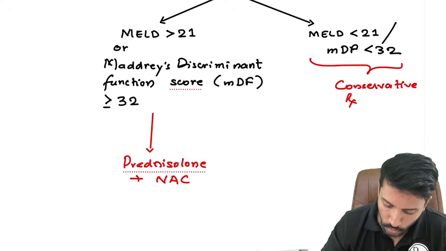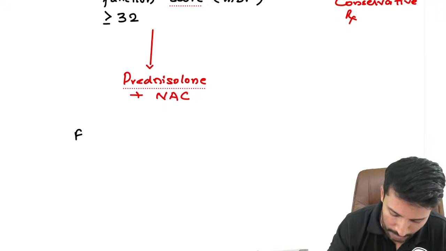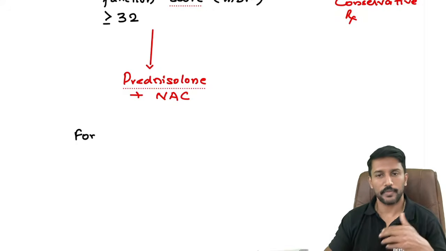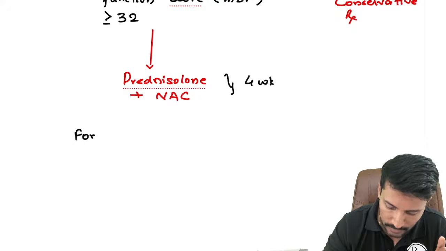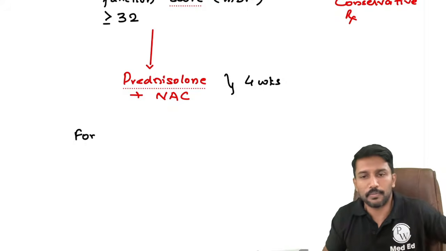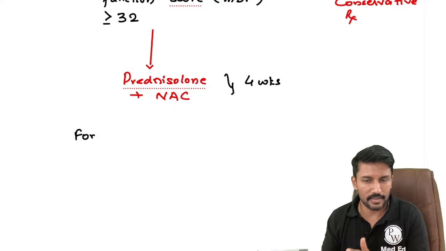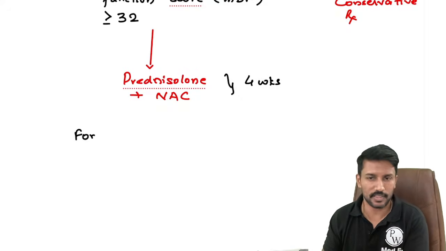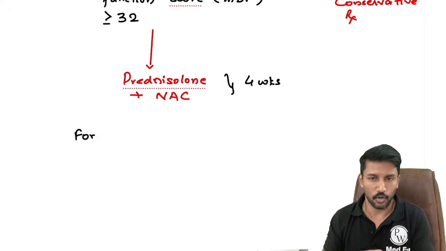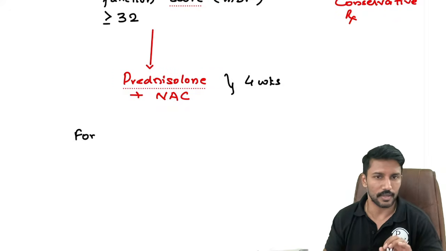Now for those who do not respond to prednisolone, right? For non-responders, here also, once we start prednisolone, whether to continue for the full course, the duration is 4 weeks, or not will be decided by another scoring system called Lille model score, which will be done at 7 days post treatment. If they're responding, we will continue. If they're not responding, we will discontinue. No need to complicate your answer sheet with all the numbers. Mention this, it is more than enough, right?